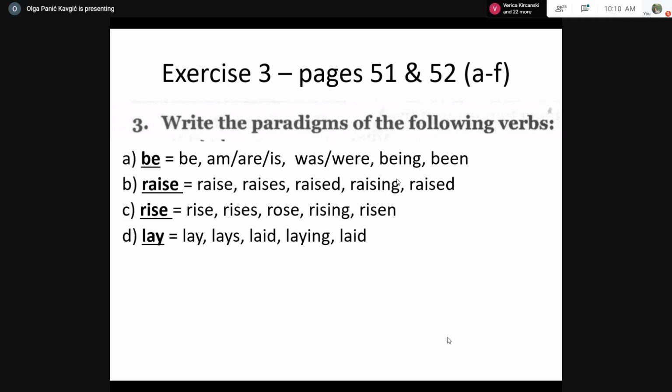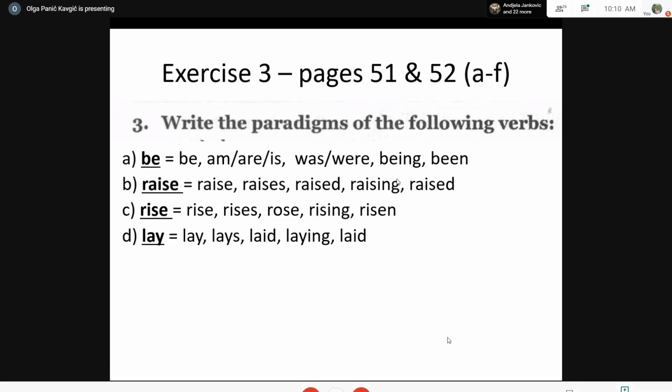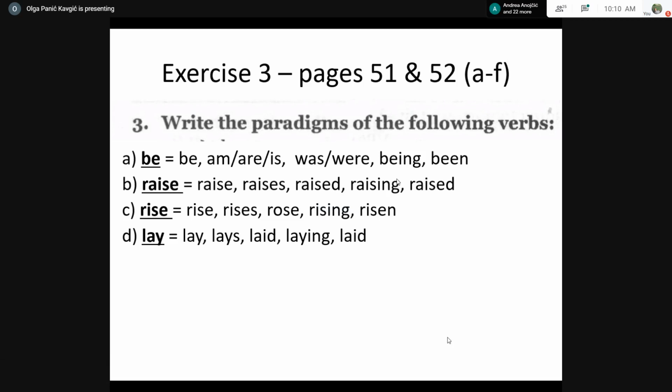Okay, the next one is lie, but lie can be either a regular verb or an irregular verb. What if lie is a regular verb? Then it means not tell the truth. And we will ask Milivoj Popov. Milivoj, what would be the paradigm of lie if it is a regular verb and means not tell the truth?